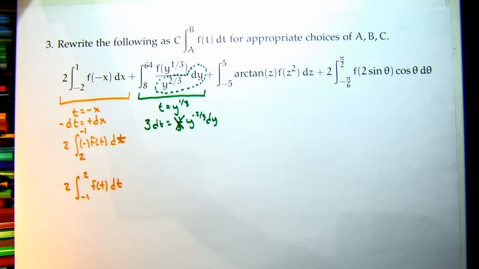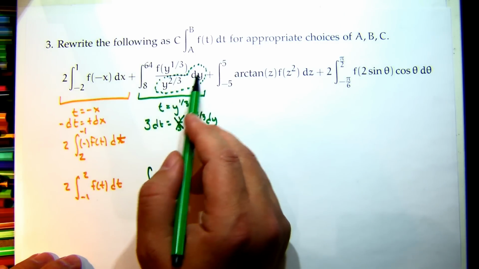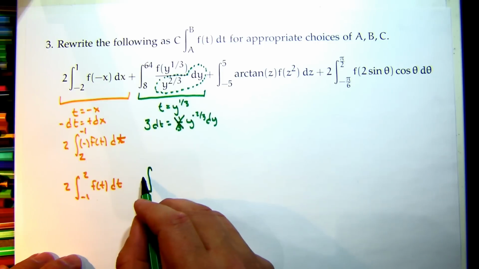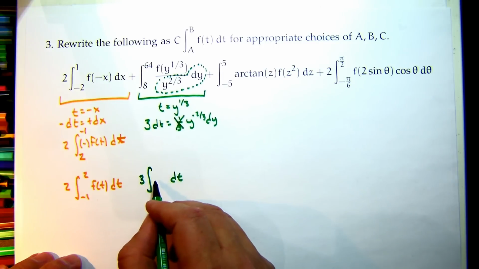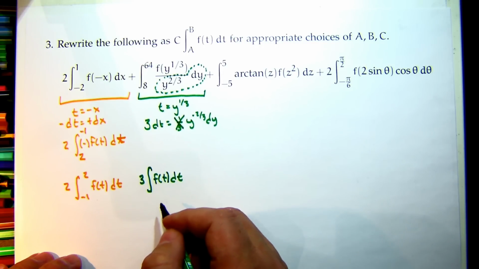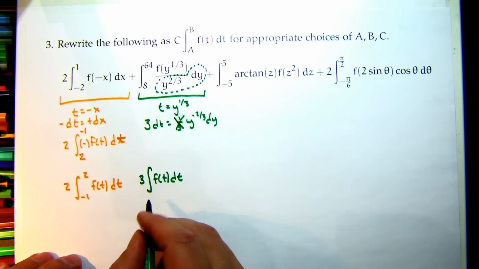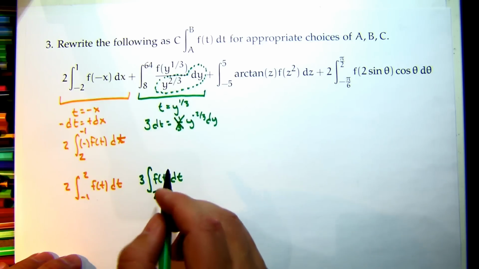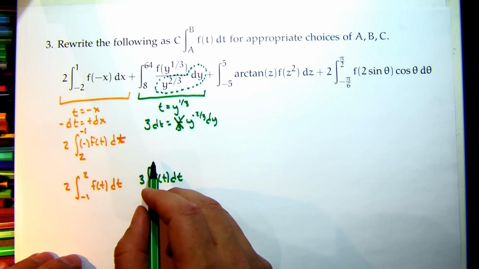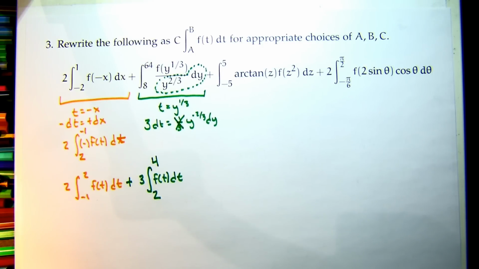All right, so let's see what happens. So our integral becomes, we're going to have dy over y to the 2/3. That becomes 3 dt, f of y to the 1/3, f of t, this is all good. 8 to the 1/3 is 2, cube root of 8. 64 to the 1/3, cube root of 64, it's 4. All right, so those are the first two integrals.